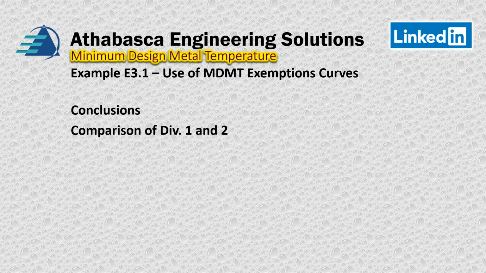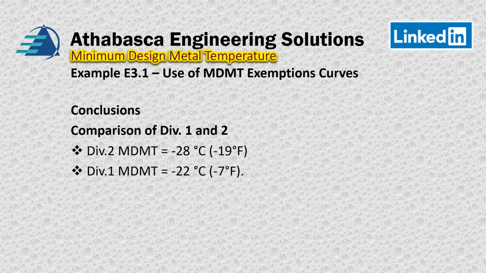More conclusions. Let's compare Division 1 and 2. We just finished a calculation. We determined minus 28 was our MDMT based upon how we did the analysis. If we do the same analysis as close as we can with Division 1, we found out it was minus 22 degrees centigrade. So there's some real benefits, especially the thicker the part you go, the more benefits you get on the MDMT.